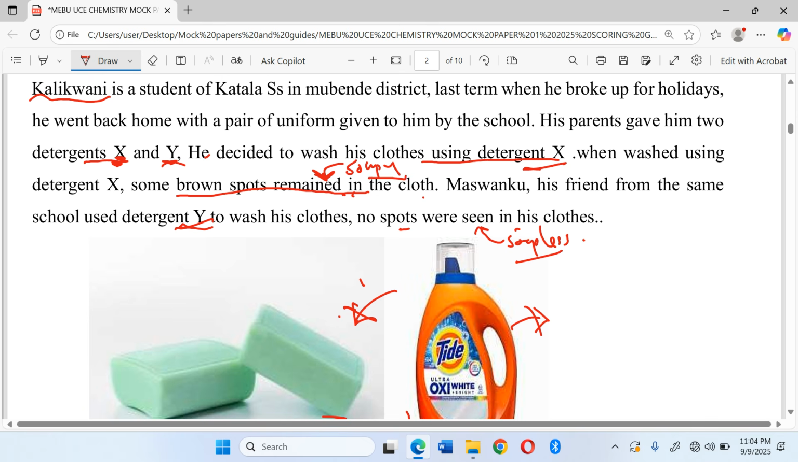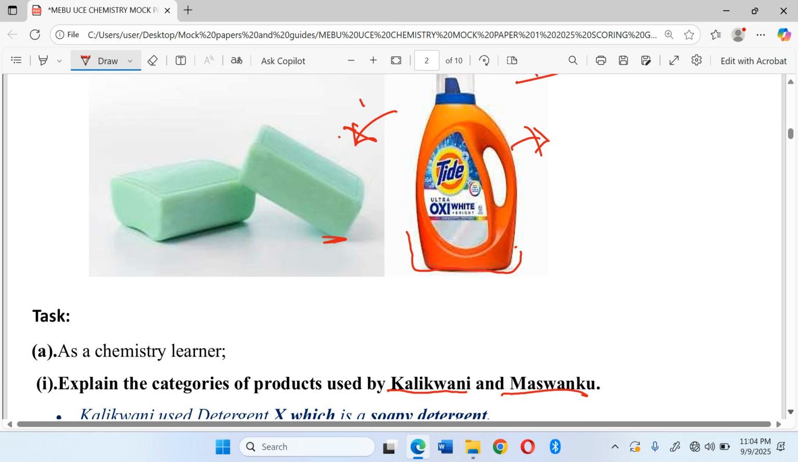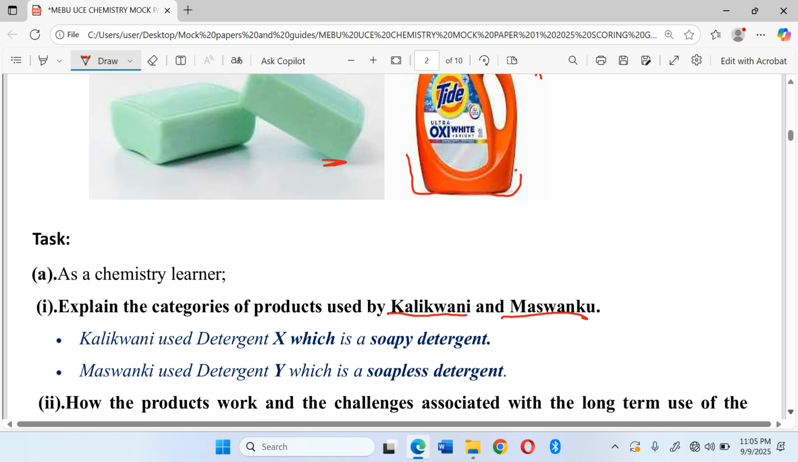when we are responding, we have to be very specific, specific according to what they have asked. Look at this item. As a chemistry learner, explain the categories of products used by Karikwan and Maswanku, which means we have to identify these personalities. Like here, in this response, we said Karikwan used detergent X, which is a soapy detergent. So you can see that here we are being specific.